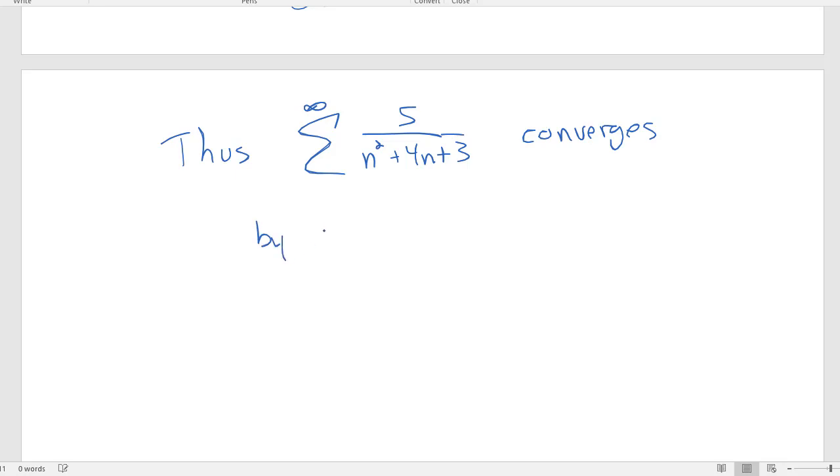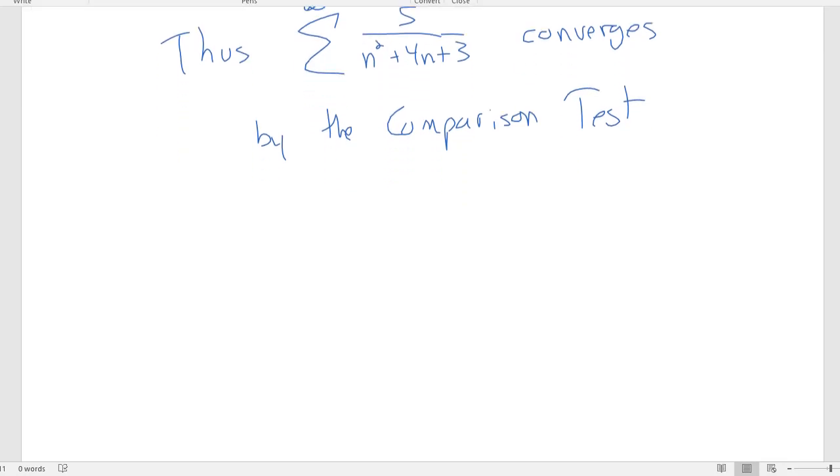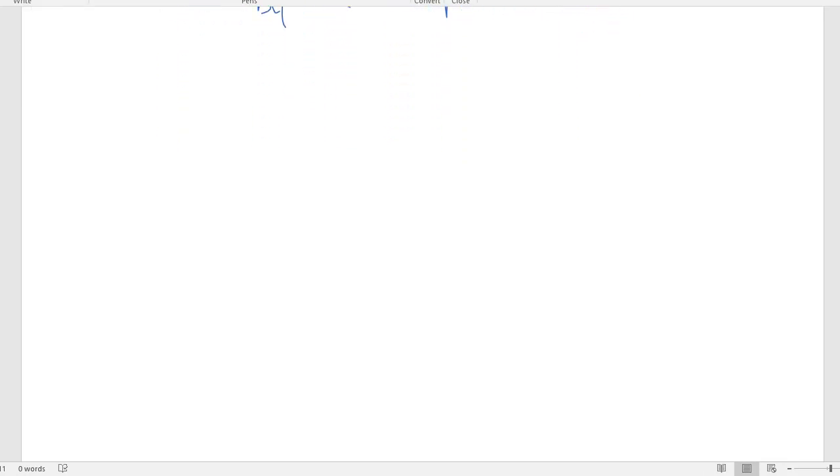Okay. So that's the general idea here. I just wanted to pick something that was not as pretty. Let's look at another example, and this time I'm going to do divergence. Okay, so let's do divergence.